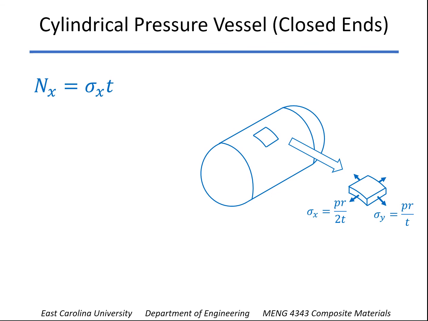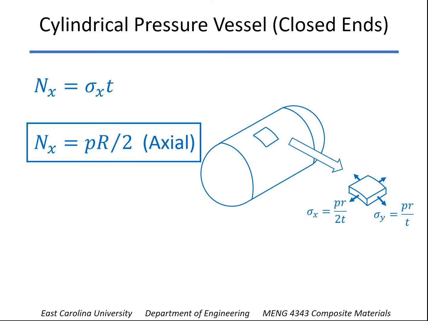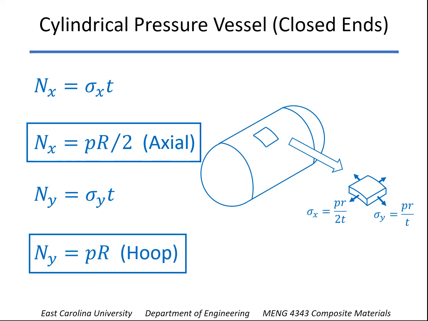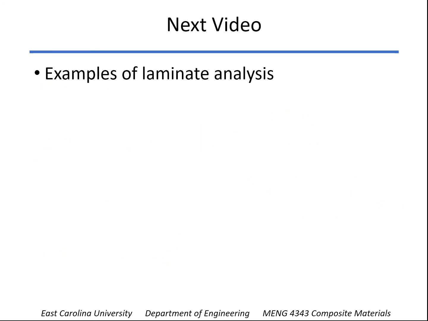And again, in both those cases, we're just going to take the stress, multiply by the thickness to get the stress resultant. And so in the axial direction, N of x is going to be PR over 2. And in the hoop direction, it's going to be sigma y times t, which is just going to be double the axial value, and just PR then gives us the stress resultant in the hoop direction. So again, that shows us how to find the stress resultants for a lot of different types of structures. And in the next video, we'll start doing some examples.